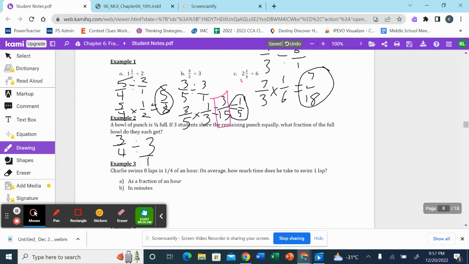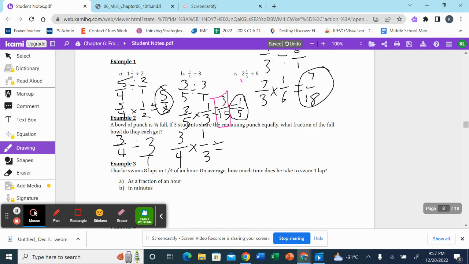I'm going to do my same method 2 strategy. So I'm going to keep the first fraction the same. It's very important that we don't change the first fraction. 3 over 4, and I'm going to multiply it by the reciprocal. I'm going to flip this. 3/4 times 1 over 3. Now I know how to solve.